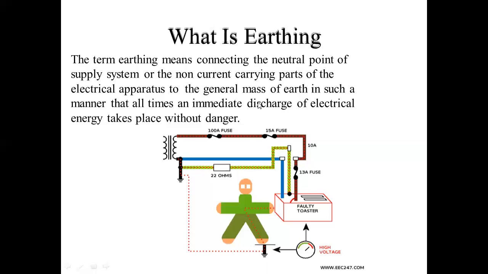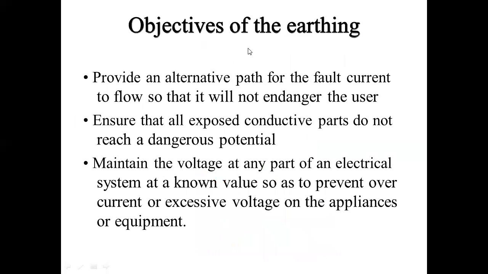Okay. So we'll discuss in detail the objectives of doing earthing. Objective means the main aim of doing earthing. The first point is to provide an alternative path for the fault current to flow so that it will not endanger the user. Dear students, as I said earlier, under fault conditions the current chooses another path, that is the ground or earth. Because of this path, we can give protection to the equipment as well as to the human being. That is the advantage of doing the earthing.